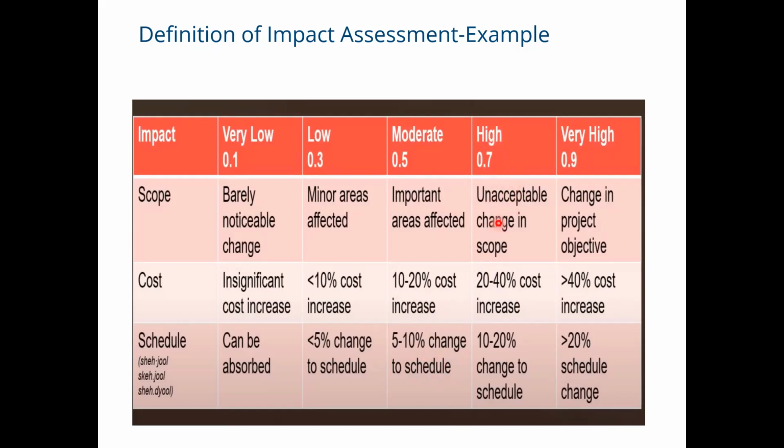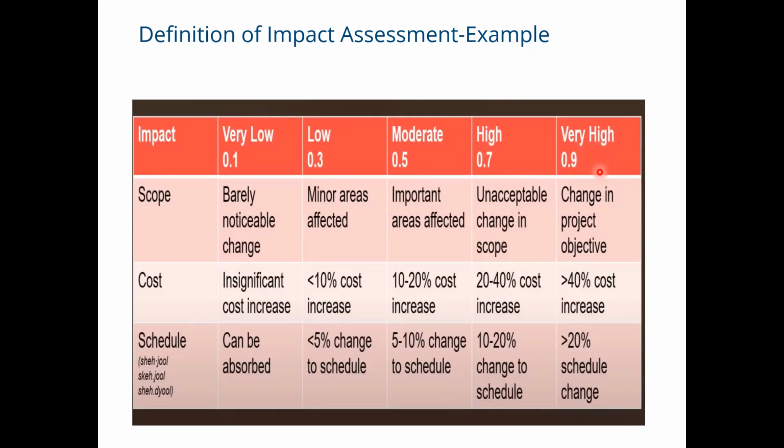High means the impact is high. If a certain risk happens, the impact may be an unacceptable change in scope. Maybe we have a 20 to 40% cost increase. Now you see, as the scale is increased, the impact is also increased. Or maybe it can cause 10 to 20% changes in our schedule.